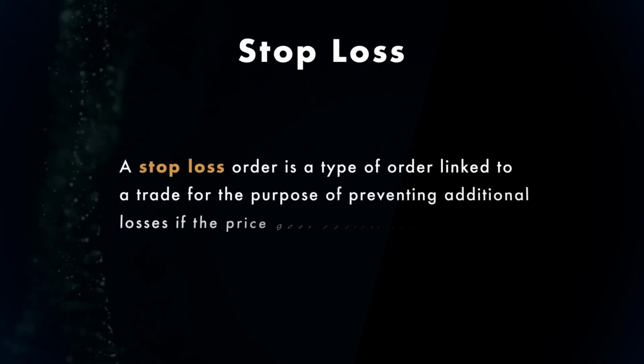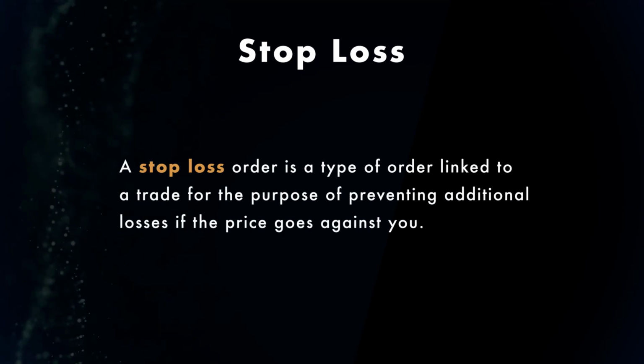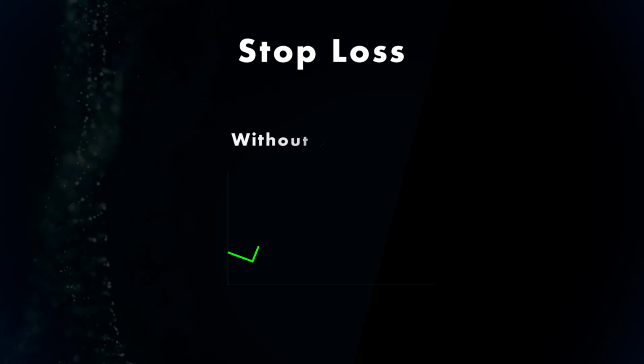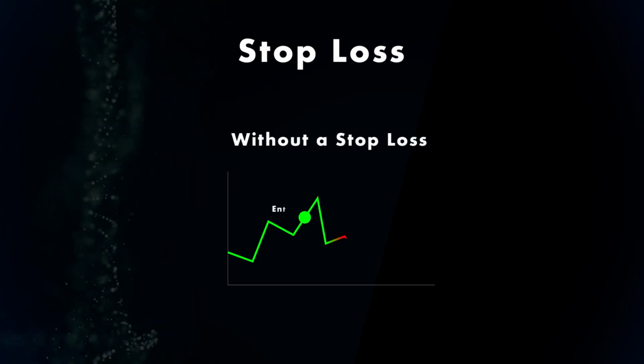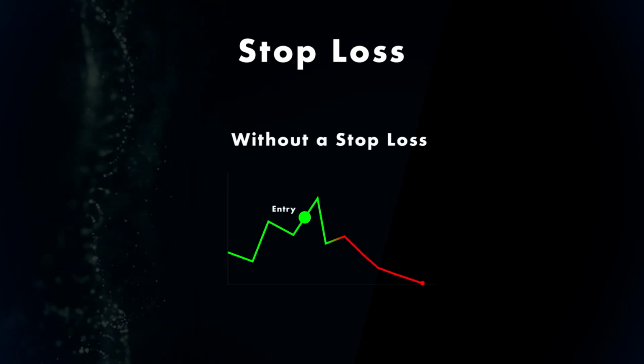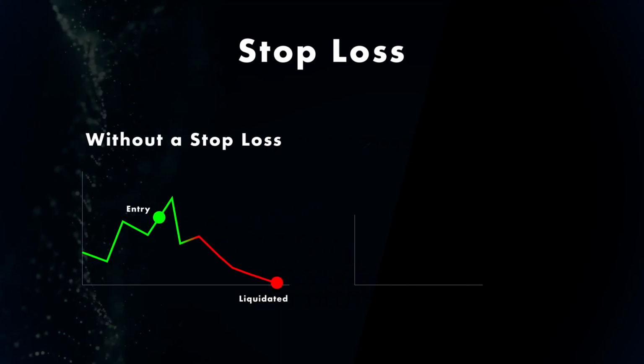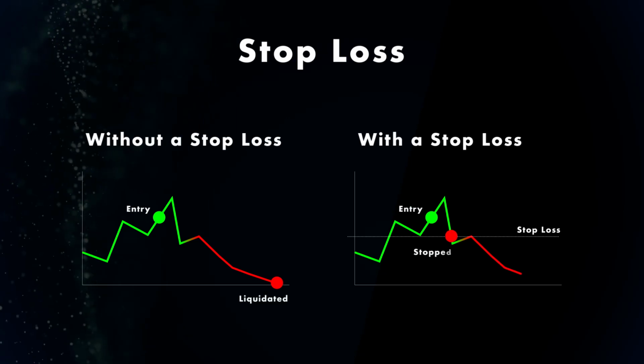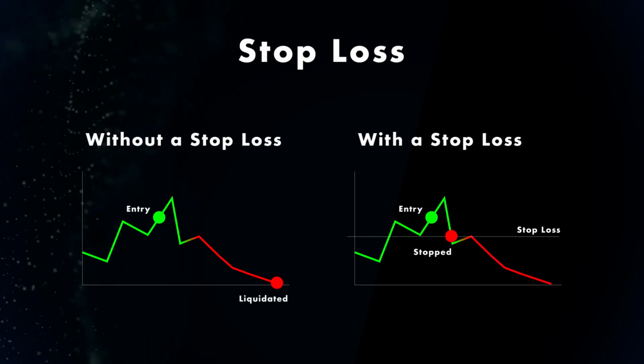Number 3, stop loss. A stop loss is a type of order linked to a trade for the purpose of preventing additional losses if the price goes against you. For example, if you open a long position but the market suddenly drops, you can stand to lose a lot of money. A stop loss is like a safety net, where as soon as the price hits a certain level, bam, you're automatically exiting the position.